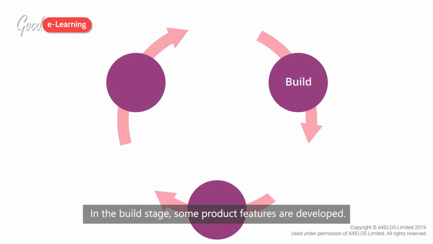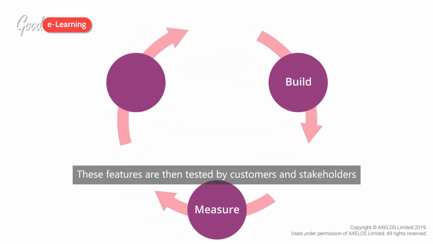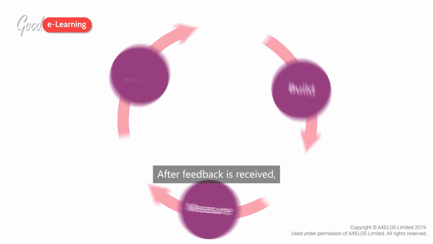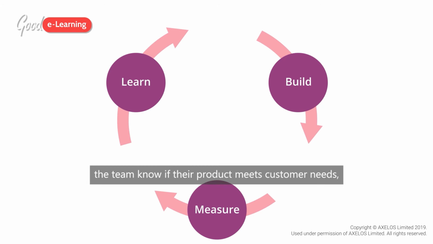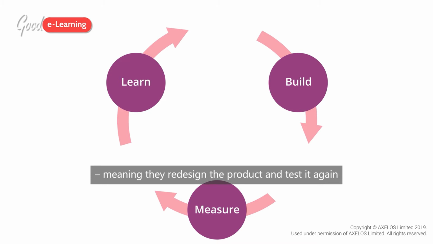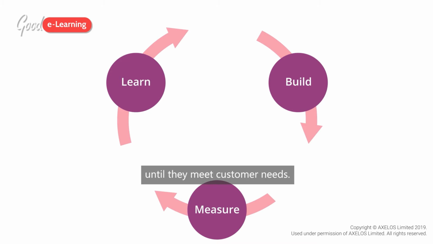In the build stage, some product features are developed. These features are then tested by customers and stakeholders and compared to the original intention. After feedback is received, the team know if their product meets customer needs, in which case they can persevere, or if it is out of line with customers' needs, the team should pivot, meaning they redesign the product and test it again until they meet customer needs.